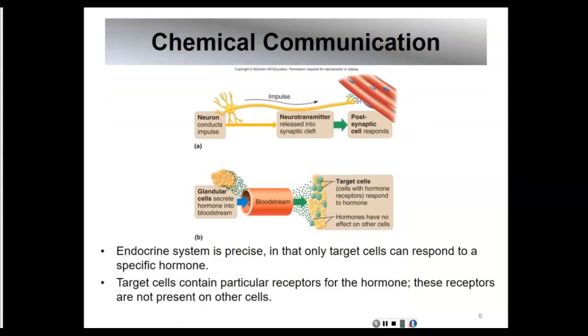Here is another visual picture of a neuron sending an impulse, releasing a neurotransmitter in the synaptic cleft, and that postsynaptic cell responds, which is a skeletal muscle here. Here's a glandular cell secreting hormones into the bloodstream, and then it's going to go to target cells on the receptor. Hormones have no effect on other cells, only on the target cells. The endocrine system is precise in that only target cells are responding to that specific hormone. Target cells contain particular receptors for the hormone, and these receptors are not present on other cells.